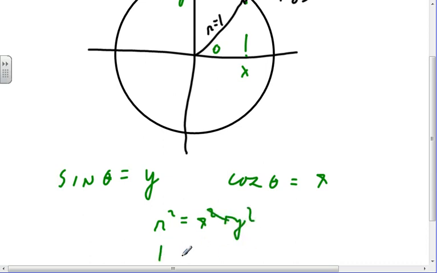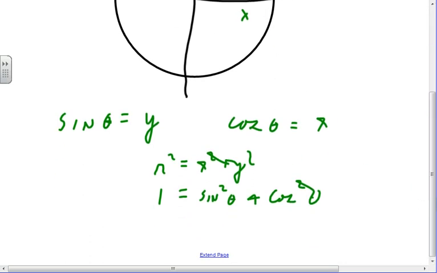So 1 must be equal to sine squared plus cosine squared. Everything was fine, and then Raimundo broke my train of thought, and I messed up the last thing there. We'll try better now. Sine squared theta plus cosine squared theta. Is that better? And we'll make that a little bit better.